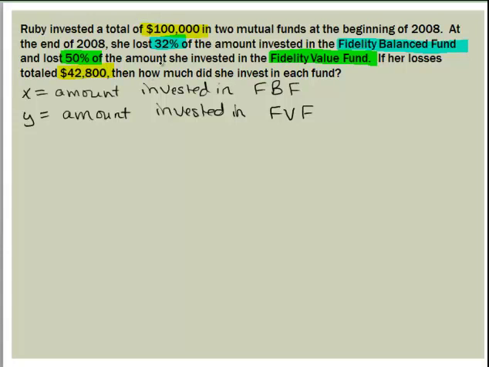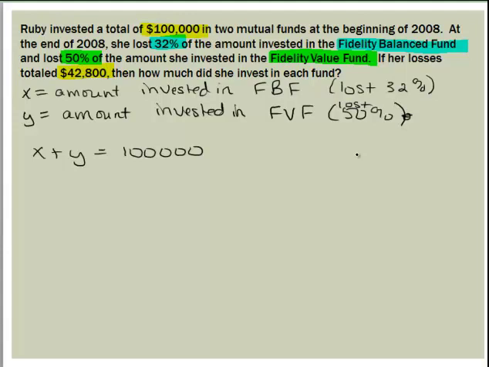Now we need to come up with our equations. So looking at this, we know she invested a total of $100,000. X is the amount invested in one and Y is the amount invested in the other. So isn't X plus Y equal to 100,000? Seems reasonable to me. We know she lost 32% of this one. And we know she lost 50% of this one. I meant to say lost. There we go. Lost 50% of this one. So how can we write an equation for that then, if we know her total losses? Yeah, 32%, so 0.32 of X plus 50% or 0.5 of Y is equal to her total losses, which is $42,800.